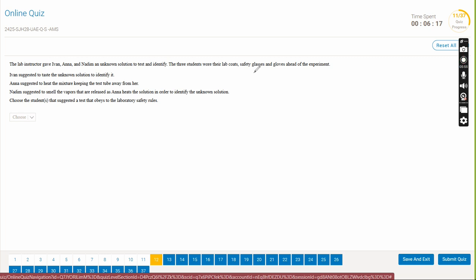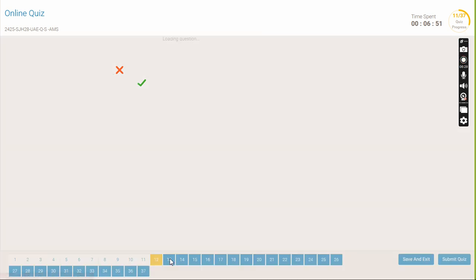Now, the lab instructor gave Ivan and Nadim an unknown solution to test and identify. So the three students wore their lab coats, safety glasses, and gloves ahead of the experiment. Now, Ivan suggested to taste the unknown solution to identify it. Nope, that's incorrect. You don't know how it can harm you, so you should never taste these solutions. It can even burn your esophagus, so never do this. Anna suggests to heat the mixture, keeping the test tube away from you. Yes, these are the protocols that you keep, so even if it boils out, it's not going to boil on you, right? The water or the liquid is not going to fall on you. Nadeem suggests to smell the vapors. No, you don't know how it can harm you. Again, we're going to choose Anna because she obeys the laboratory safety rules.